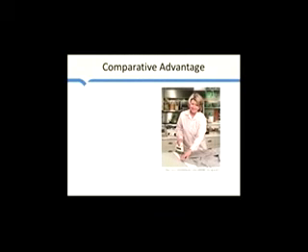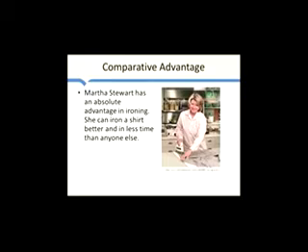She has an advantage in ironing just like the United States had an advantage in producing computers and shirts in the previous example. In other words, we'll stipulate that Martha Stewart can iron a shirt better and in less time than anyone else. So, if Martha Stewart has an absolute advantage in ironing, should Martha Stewart iron her own shirts? And of course the answer here is no.